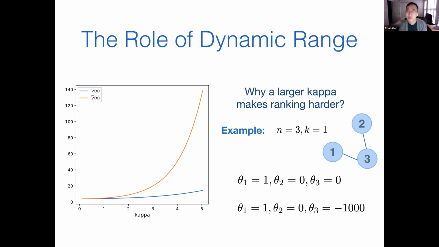Now we consider 2 scenarios. In the first scenario, the scale parameters are 1, 0, 0. In the second scenario, the scale parameters are 1, 0, negative 1,000. Okay. So my question for the audience is, in which scenario is the ranking problem easier? Maybe I'll give you 10 seconds to think. Okay, so it's actually the first scenario that is much simpler, right?